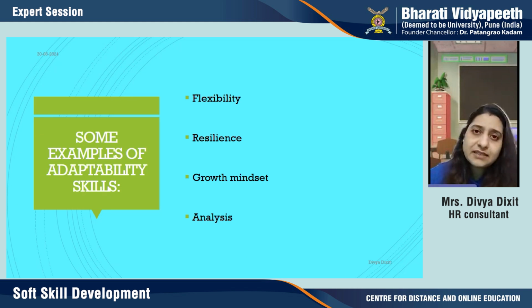Growth mindset. I have to change because I want to grow. If I refrain from change, I'll have to get stuck somewhere. And then analyzing the situation and accordingly bringing change in myself, bringing change in my situation.